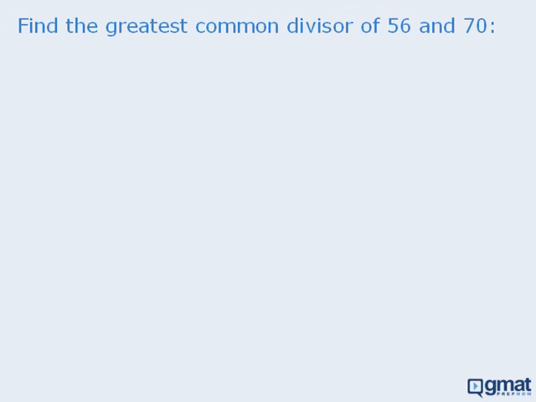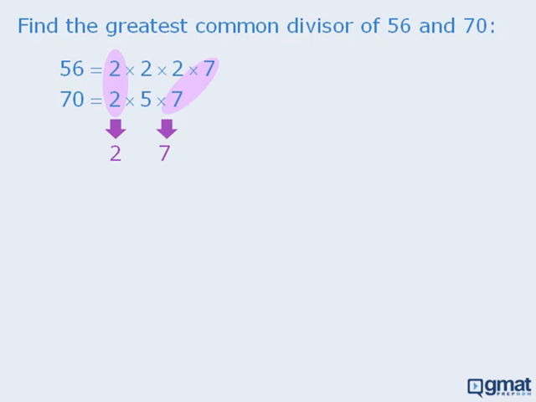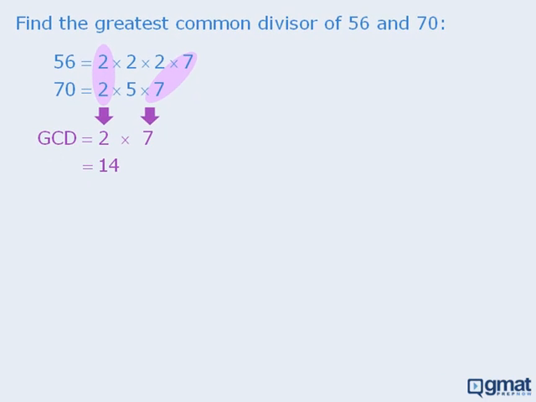Now, to begin, we'll find the prime factorization of 56 and the prime factorization of 70. At this point, we'll find all of the prime factors that they have in common. Now, they both share a 2, so we'll note that. And they also share a 7, so we'll note that. So, 56 and 70 share a 2 and a 7 in their prime factorizations. So, the greatest common divisor of 56 and 70 will be the product of 2 and 7, which is equal to 14.